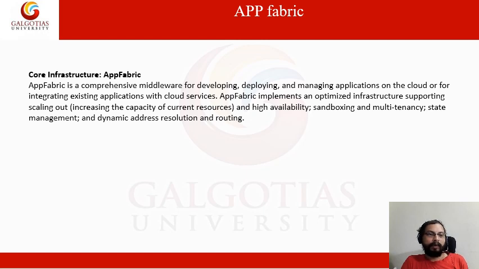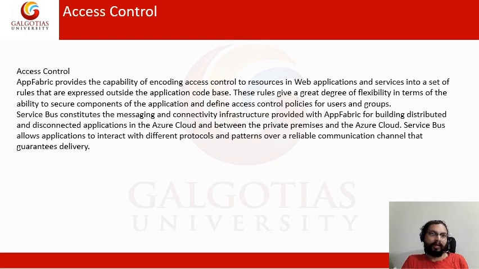So the main part which we are provided with these services is the App Fabric. It is the middleware which is going to develop, deploy, and manage all kinds of applications in the cloud. So integrating this application with the cloud services, all kinds of optimization can be done with the infrastructure which supports scaling and high availability with the sandbox, and multi-tenancy, and the state which is managed with this dynamic address resolution protocol, will have the routing with the App Fabric.